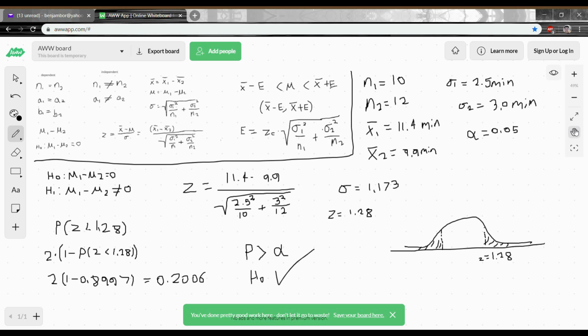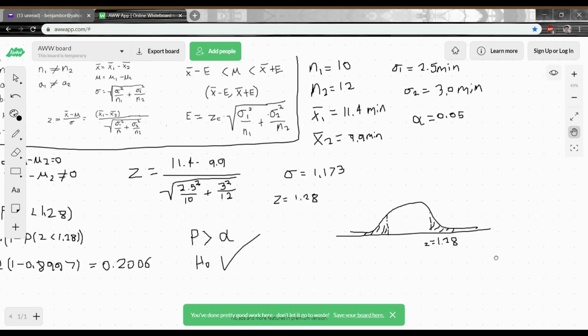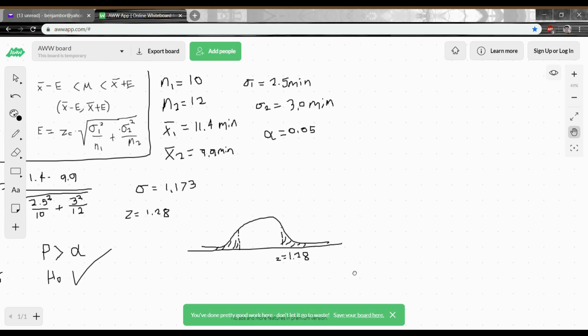So now we want to find a confidence interval for mu. And well, let's just do it first, then I'll explain why it's important. I'm going to hide most of this.